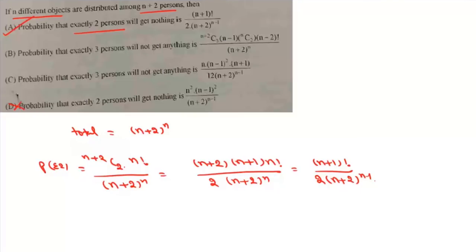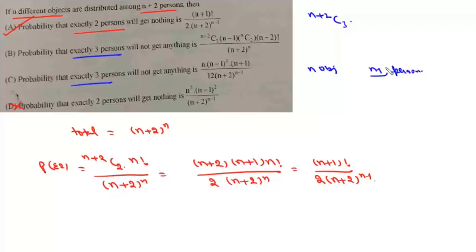Now in the second part it says the probability that exactly 3 persons will get nothing. Now which 3? So first we'll select these 3 people from n plus 2, which can be done in n plus 2 C 3 ways. Now we have n objects and n minus 1 people.